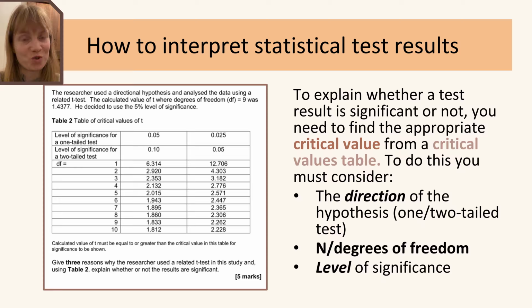was performed, which relates to the 3Ds covered in the previous lessons, the following need to be considered: the direction, one or two-tailed, the number or degrees of freedom, and the level of significance. You will then consult a critical values table provided to you to determine whether a test result is significant.